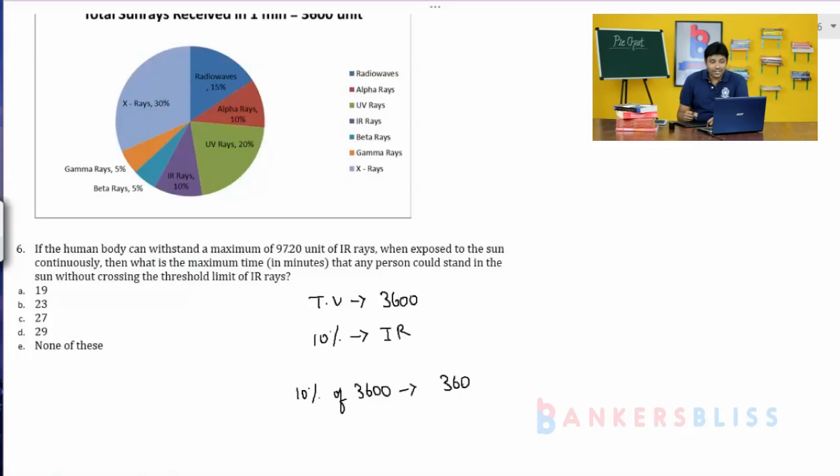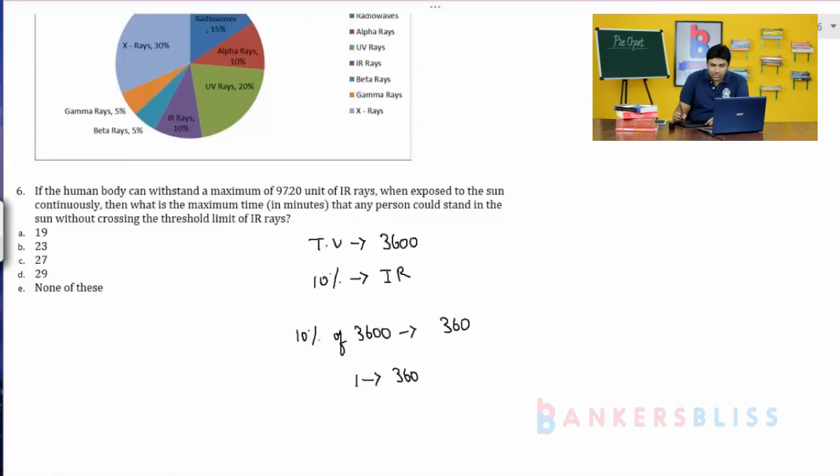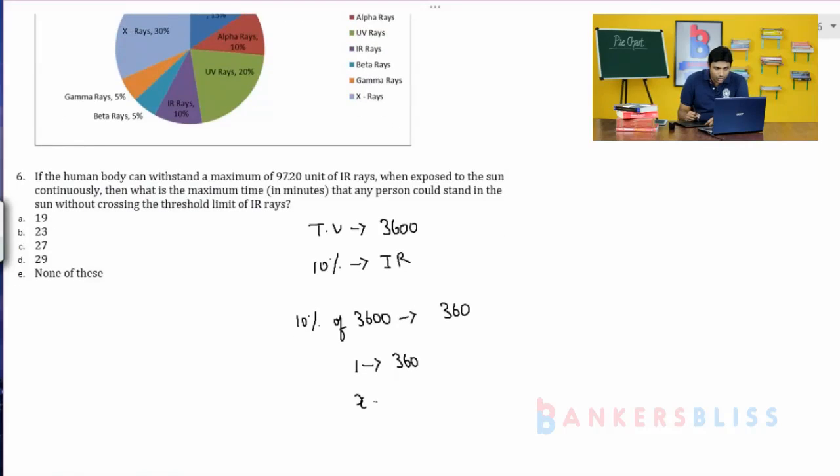So, per minute we can receive 360 units, but we can receive 9720 units in the sun rays continuously. So, 1 minute is 360 units. So, how many minutes are required to collect 9720 units? After cross multiplication, 360 into x is equal to 9720.